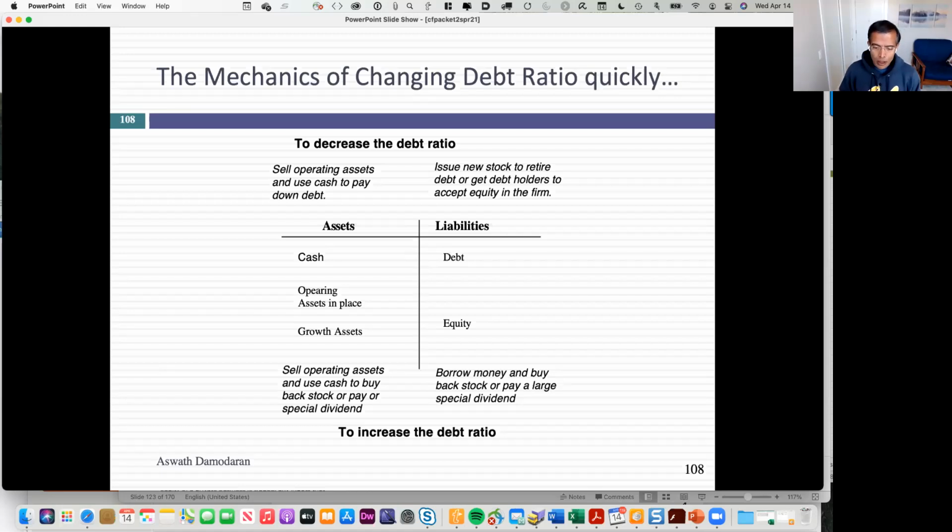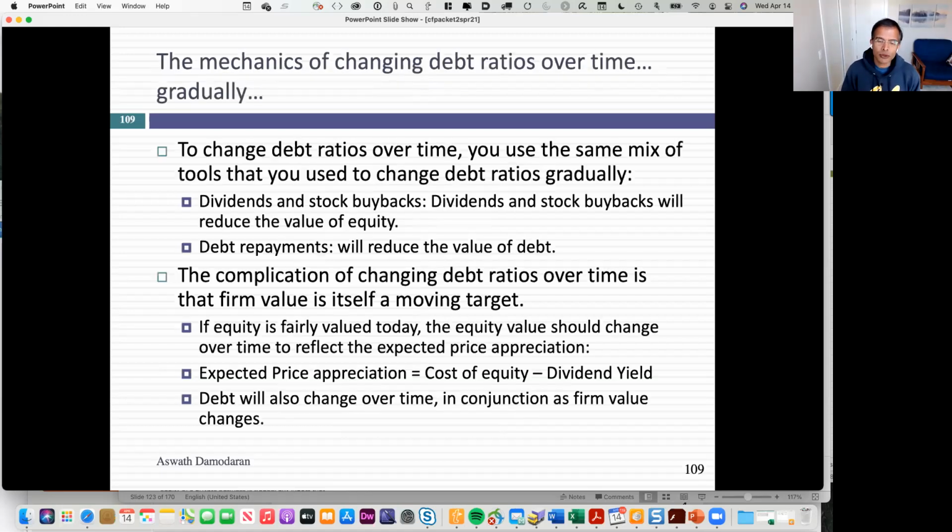And if you want to change debt ratios gradually over time, if you're looking at equity, dividends and stock buybacks become the mechanism for reducing equity over time. So if you increase the amount of dividends and stock buybacks you have, you're reducing equity over time. Debt repayments become the mechanism for reducing debt. So it's not, again, rocket science. You've got to decide whether you have time as your ally, whether you want to do things quickly or gradually.